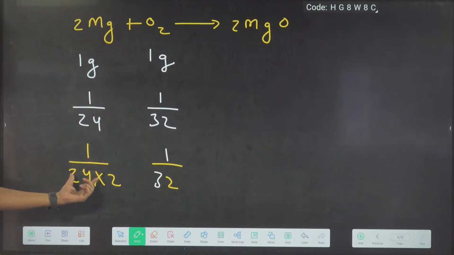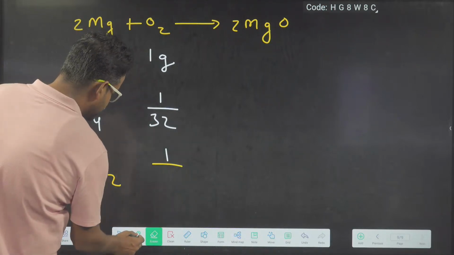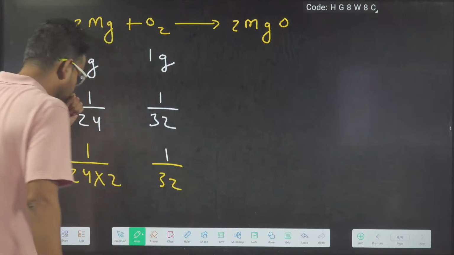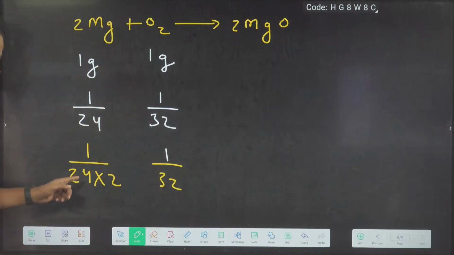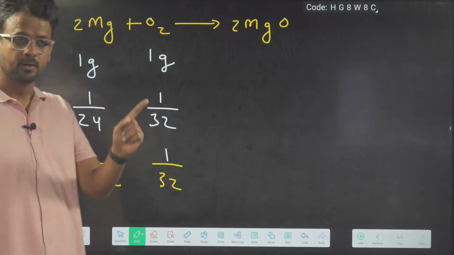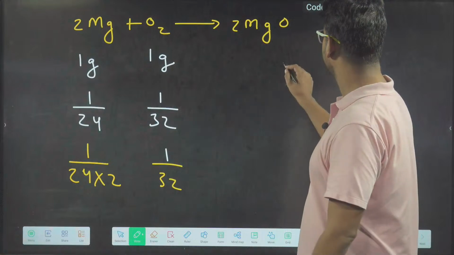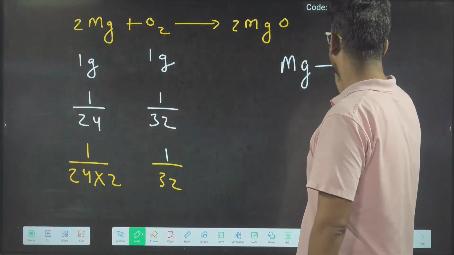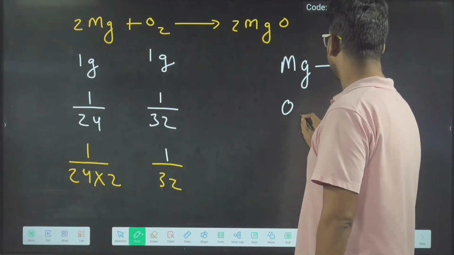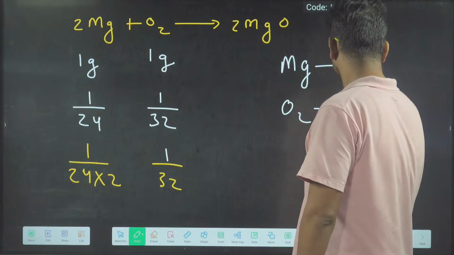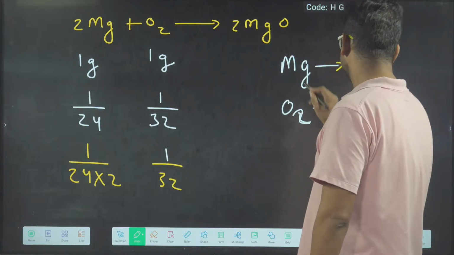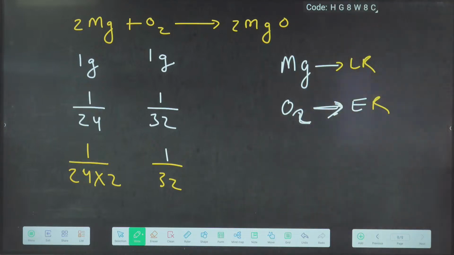So now you can see this becomes how much? 1 upon 48. And this is 32. This is 48. This is smaller, 1 upon 48. Denominator is more, so the value will be less. So Mg is the limiting reagent and O2 is the excess reagent.